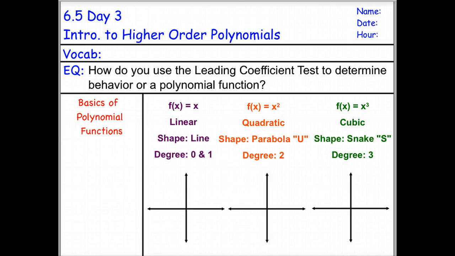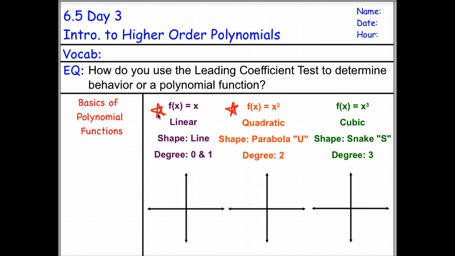Welcome to the last lesson in chapter 6 that we will be covering, which is an introduction to higher order polynomials. And so our first section here, we're going to take a look at some basic polynomial functions, some of which you've already seen, and get into the leading coefficient test. So these first two here, you've seen these already, so you don't have to write these ones down, unless of course you really want to.